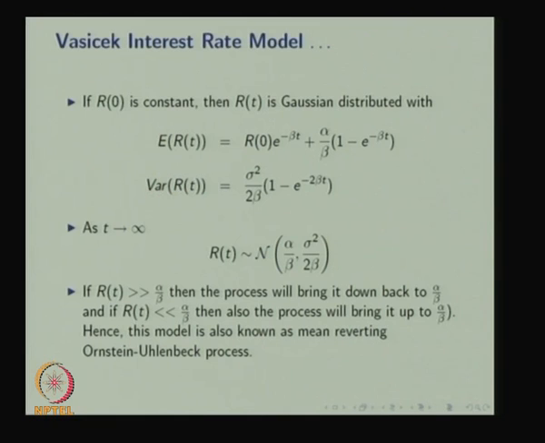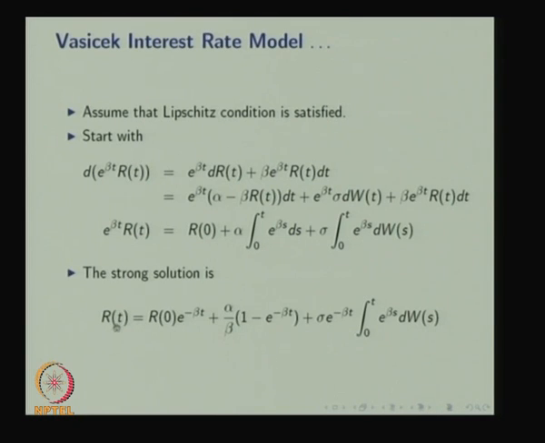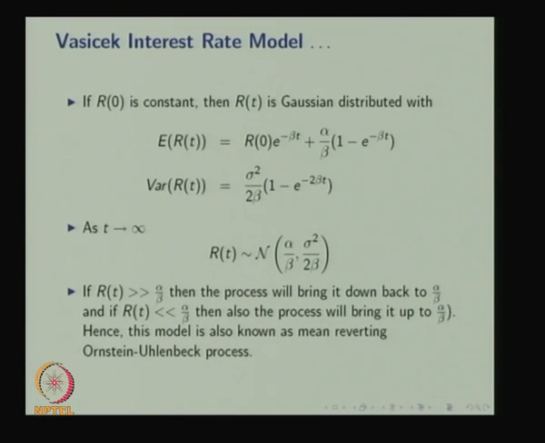So, if R of 0 is constant, then you can find out the distribution of R of t, which is a Gaussian or normally distributed random variable with the mean and variance given in this form. One can find out the mean and variance from this solution term by term. We can find out the mean of R of t. Similarly, you can find the variance of R of t, and we can discuss, as t tends to infinity, what is the distribution of R of t also.